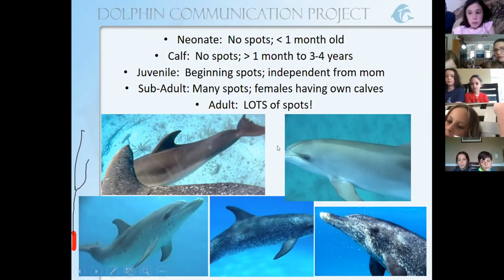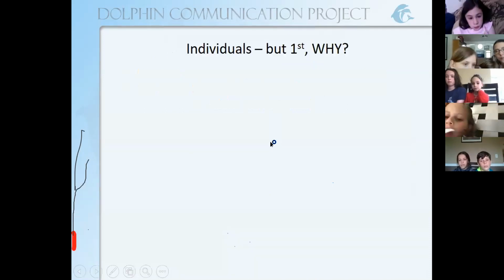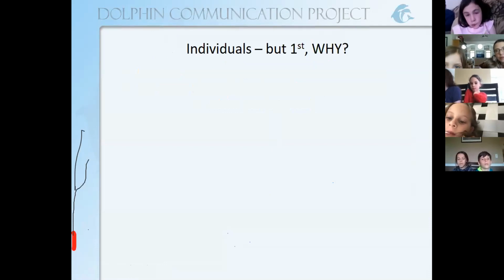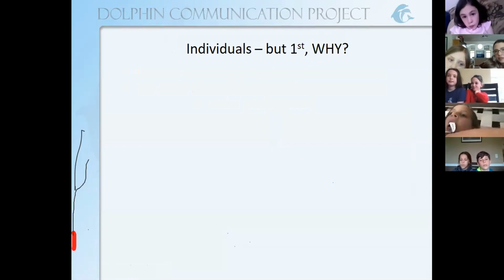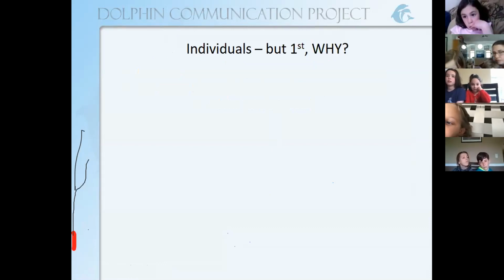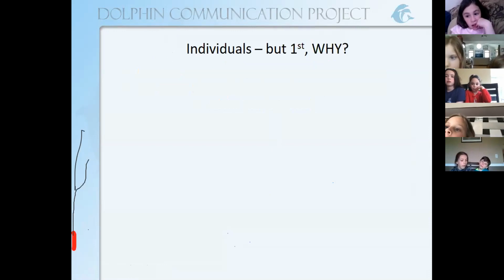So we know how to tell species apart. We know how to tell males and females apart. Now we have an idea how to estimate their ages. But what if we really, really want to tell them apart individually? Which individual dolphins are we looking at? So if you want, you can type some suggestions into the chat box and Dr. Kathleen could read them out to us if we get any good ones or super silly ones.